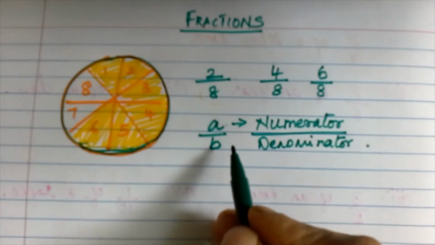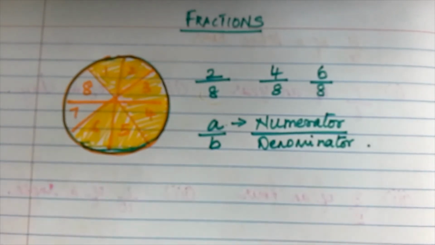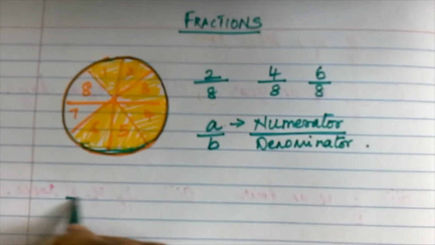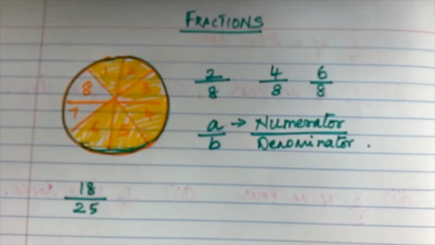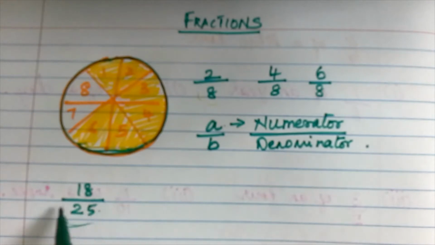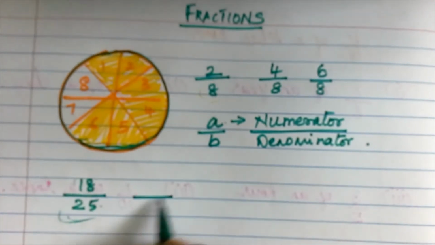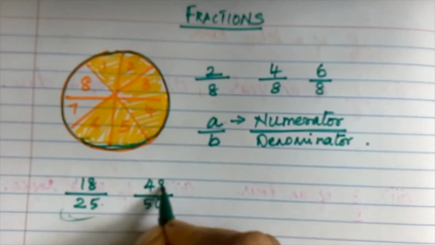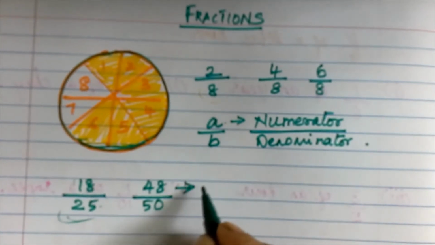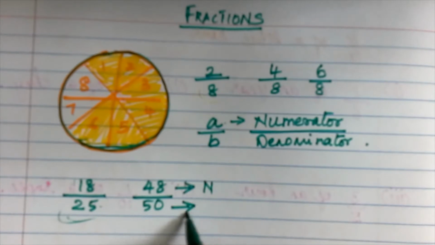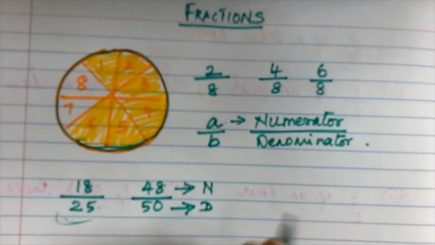One more very practical example: in case you have an assessment at school, for example, if total marks for the assessment is 25 and you have scored 18, this is called a fraction. So out of 25, I have scored 18. Or for 50, if you have scored 48, this is a fraction, where 48 is called the numerator and 50 is called the denominator.